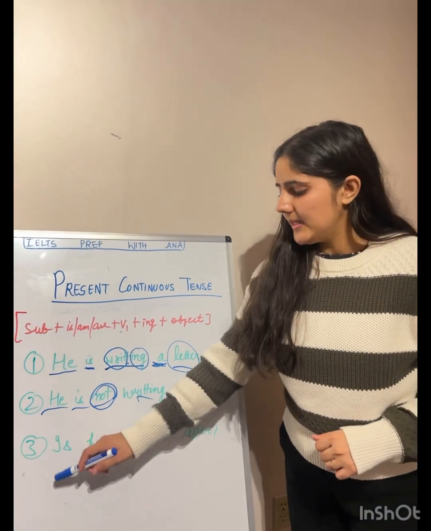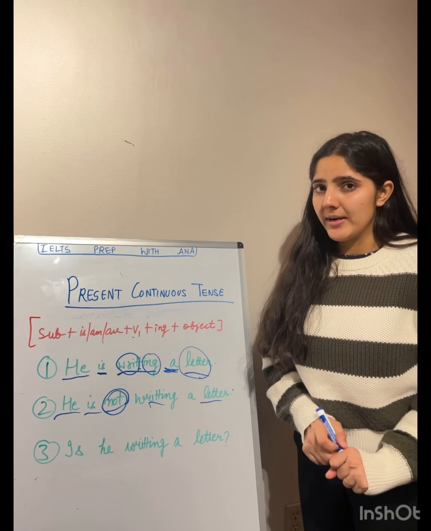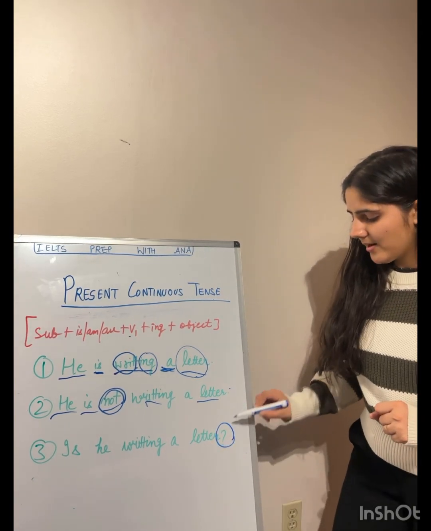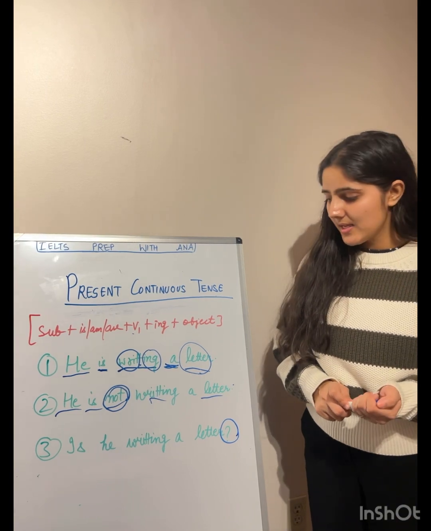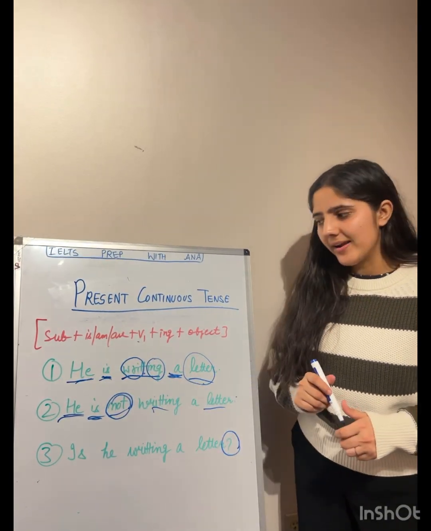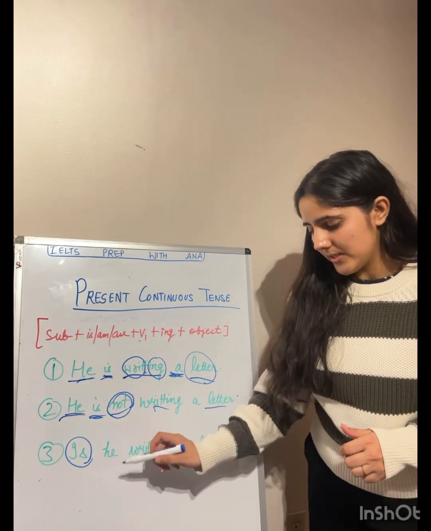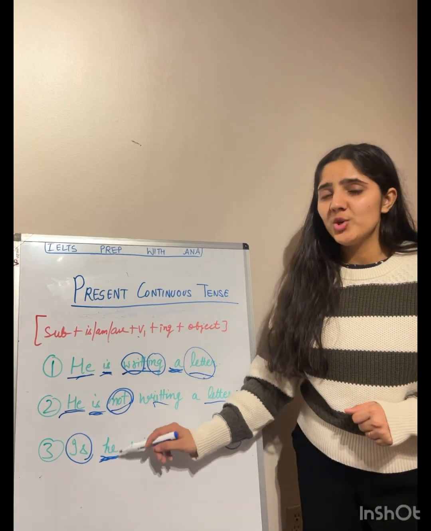Third sentence, it's an interrogative sentence. How do we know it's an interrogative? There is a question mark at the end, which tells us it's an interrogative sentence. In simple sentences, we use he is, but in interrogative, is comes first and then the subject. Is he, is she, is it.